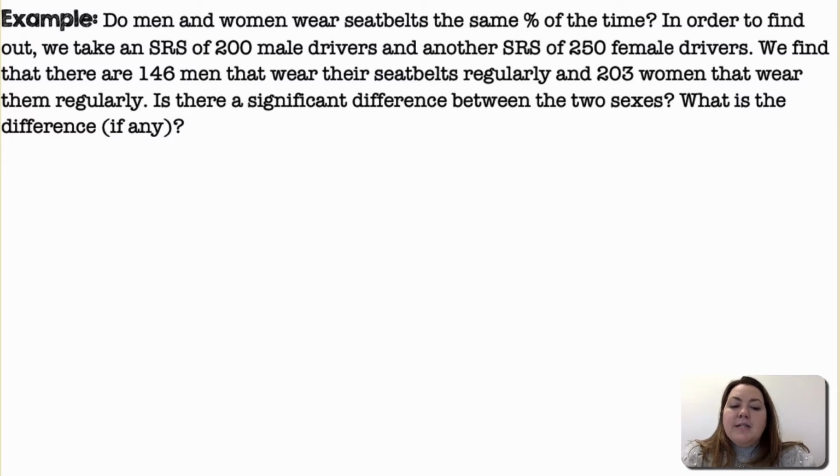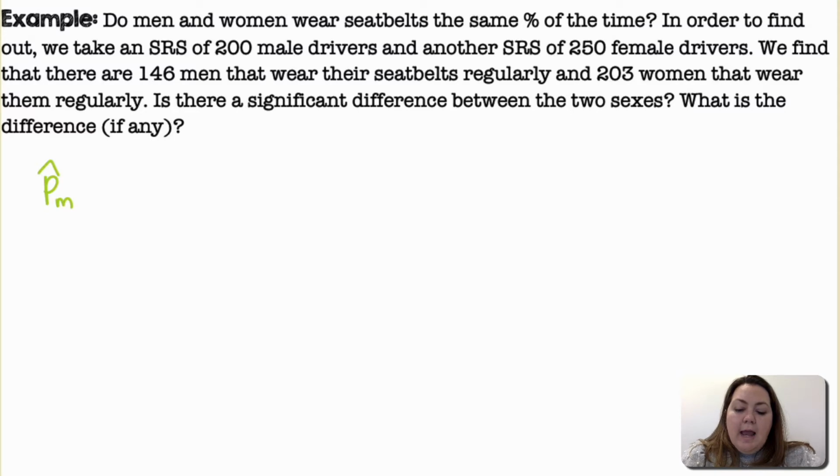In order to find out, we take a simple random sample of 200 male drivers and another simple random sample of 250 female drivers. We find that there are 146 men that wear their seatbelts regularly and 203 women that wear them regularly. Is there a significant difference between the two sexes? What is the difference, if any?